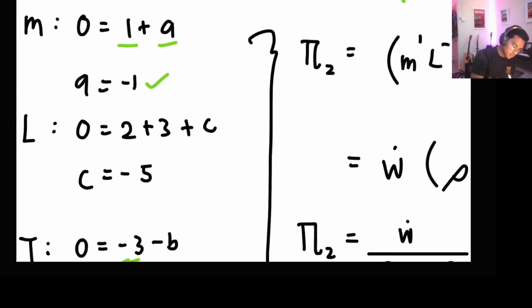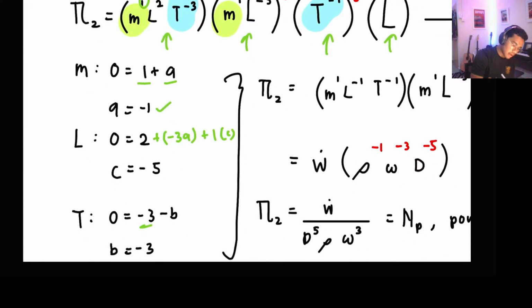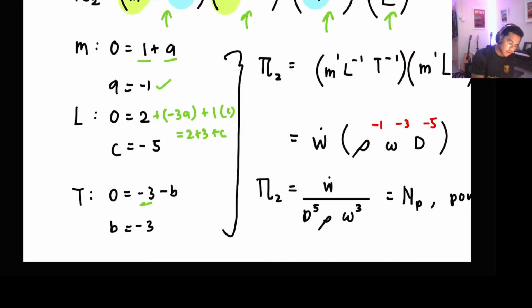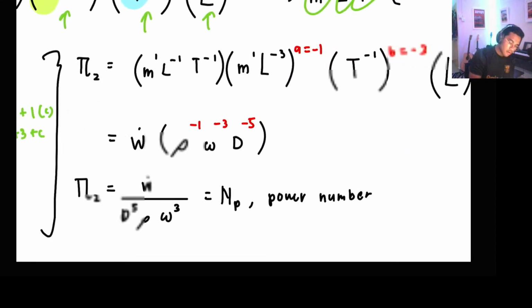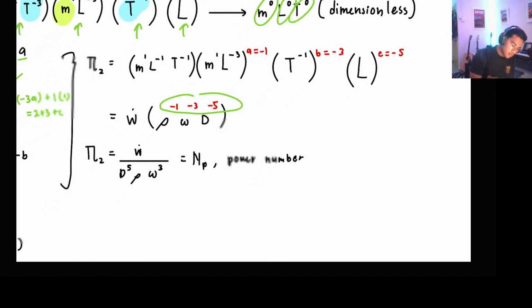Let's just write it here. 2 minus negative 3A plus 1 C. Because A is negative 1, that makes 2 plus 3 plus C. C goes over there, so it's negative 5. So in the end, we have this.